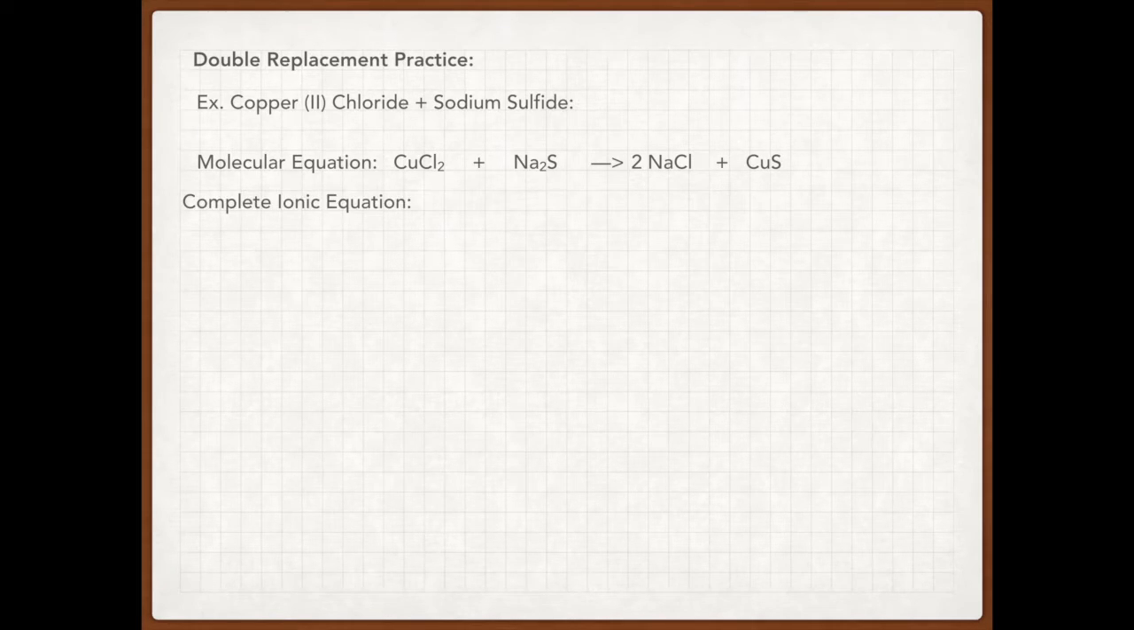So to write the complete ionic equation, what I do is anything that's soluble, I need to break apart into its ions. So if I look at my solubility table, copper chloride, chlorides tend to be soluble, and copper chloride is. So copper is going to break apart into its ions. It's going to be copper with a 2+ charge.